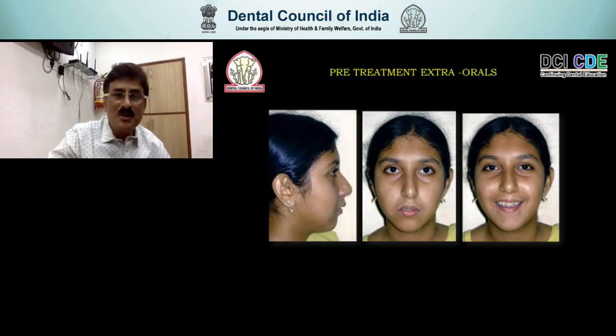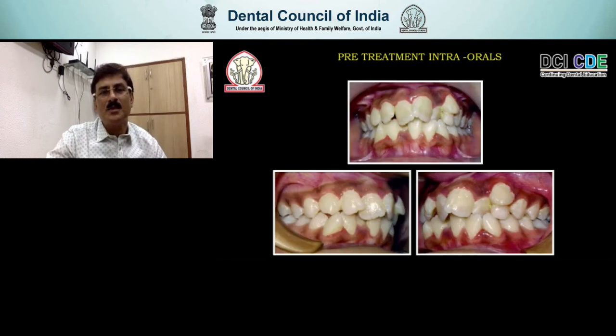There's another situation where facial concerns are not much, but there's huge crowding. A discrepancy of more than 10 millimeters is very legitimate for extracting the premolars and treating it. We treated with premolar extractions.